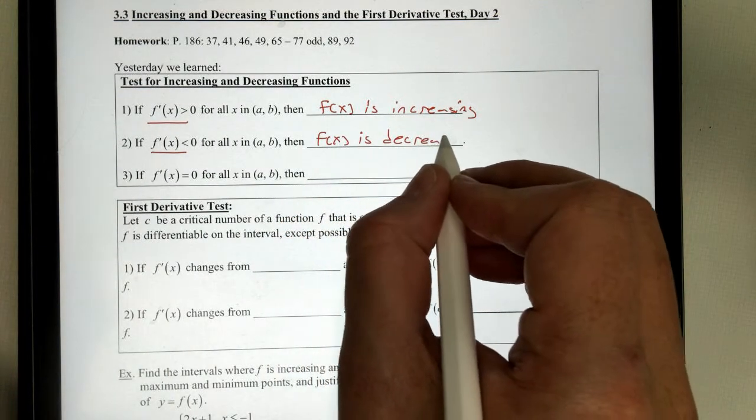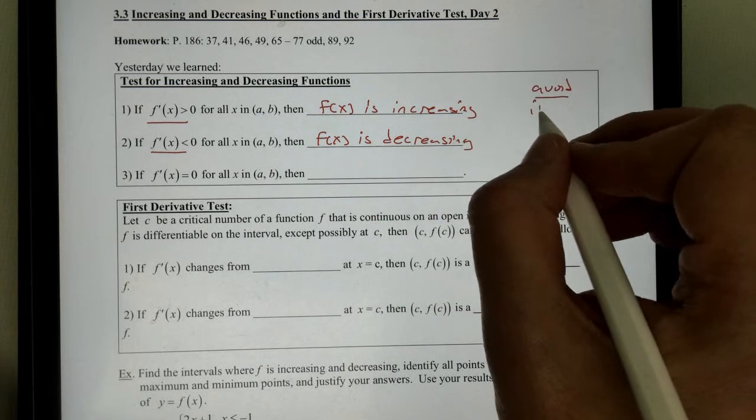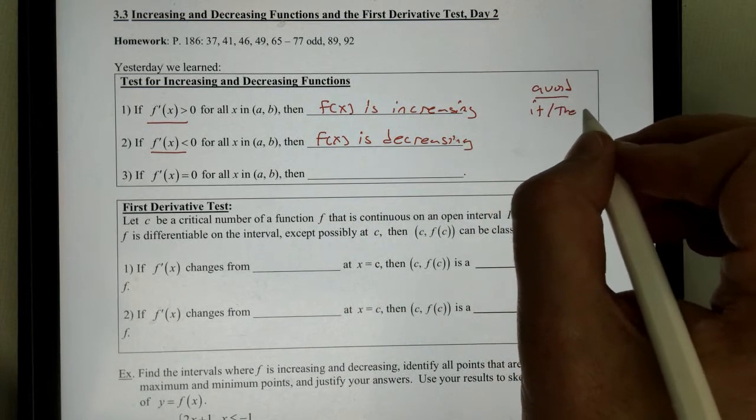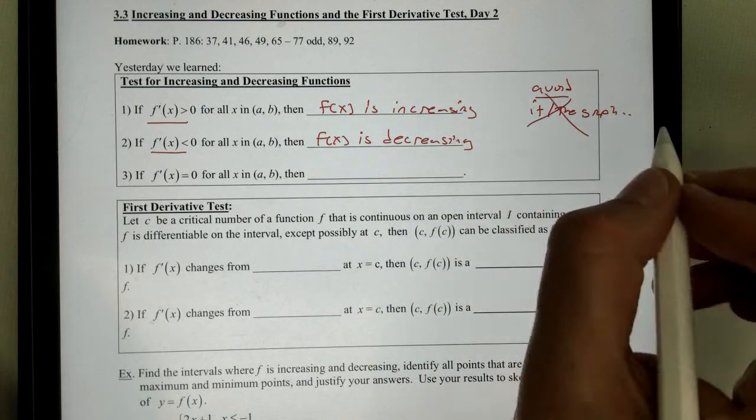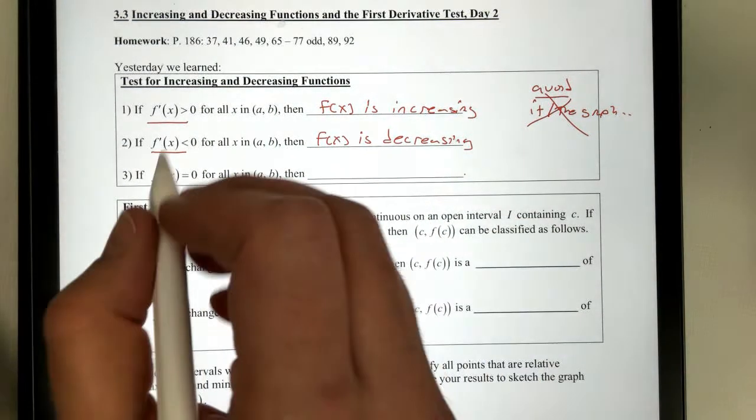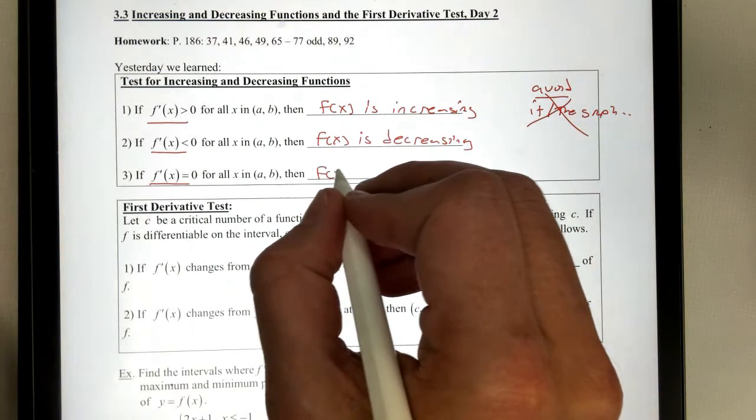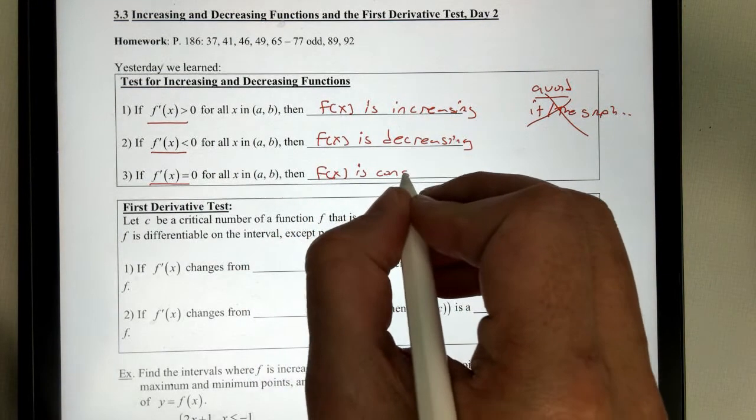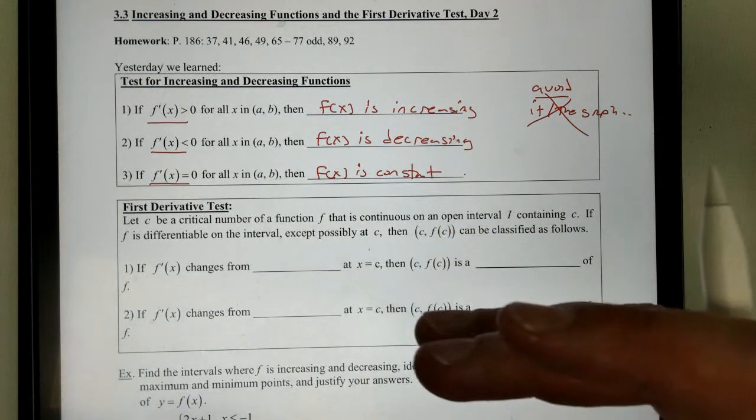We want to avoid the following words. Avoid the word "it," "the graph," anything like that. You want to be specific. We don't like those. Talk about the function, say f of x. And then lastly, if the derivative is 0, then we're saying f of x is constant. And this has a lot of applications for us that we'll talk about later on. So again, the first derivative test, we saw this yesterday.